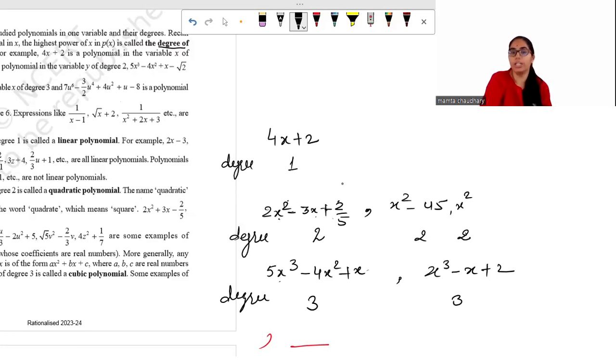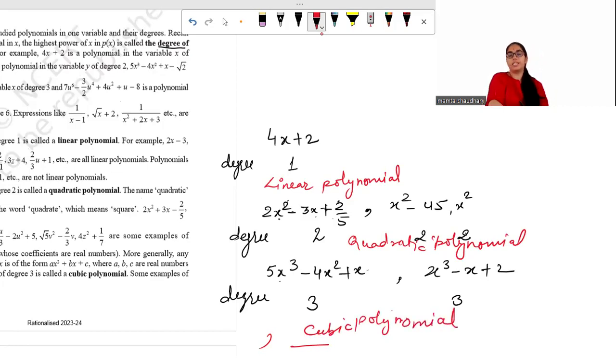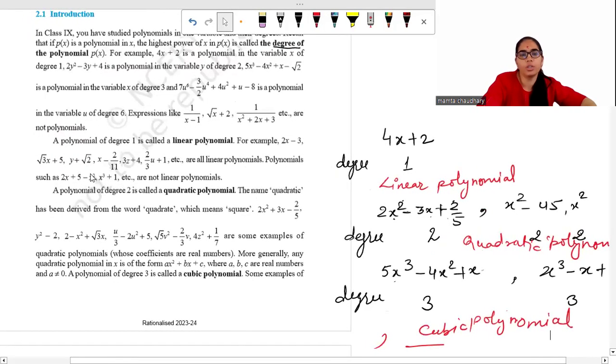So on the basis of degree, we define the types of polynomials. If you have degree 1, we call it a linear polynomial. If we have degree 2, we call it a quadratic polynomial. If we have degree 3, then we call it a cubic polynomial. Clear? Now, let's see a few examples and try to identify linear, quadratic, and cubic polynomials.